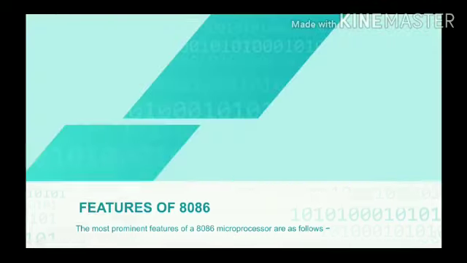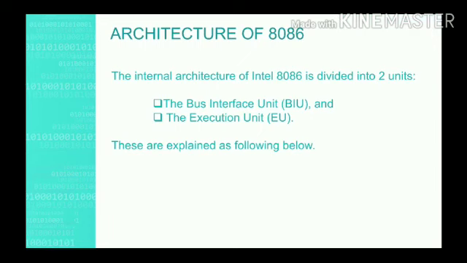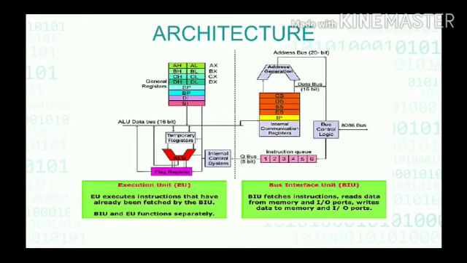Then the architecture of 8086 microprocessor. The internal architecture of Intel 8086 is divided into two units, the bus interface unit and the execution unit. These are explained as following below. So then the architecture of 8086.